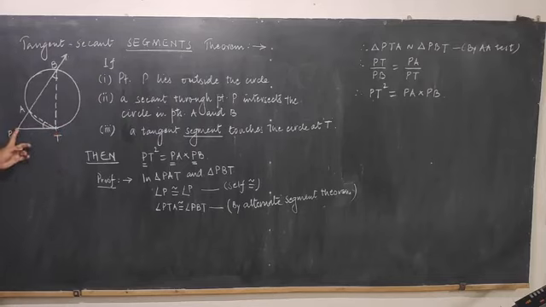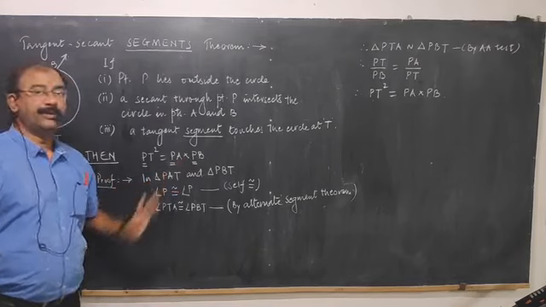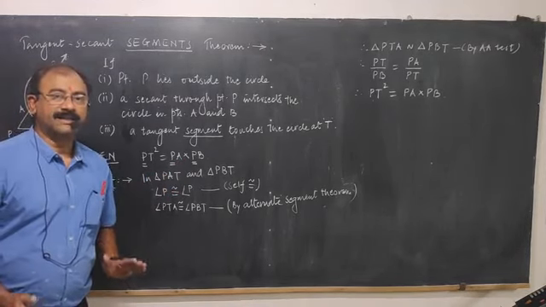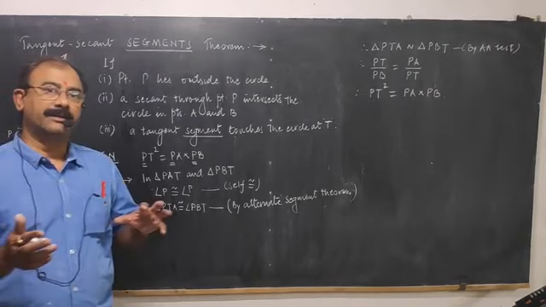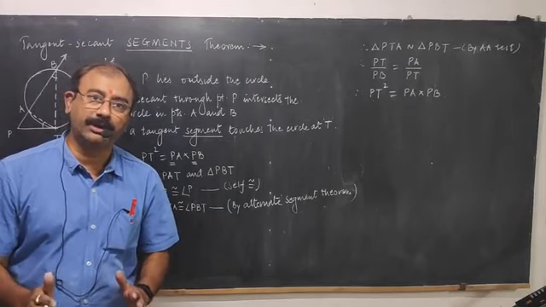Then PT square, the length of the tangent segment squared, is equal to PA into PB. PT square is equal to PA into PB. This is the conclusion. Yesterday also in the last lecture I said that the properties of internal division of chords and external division of chords are very important.